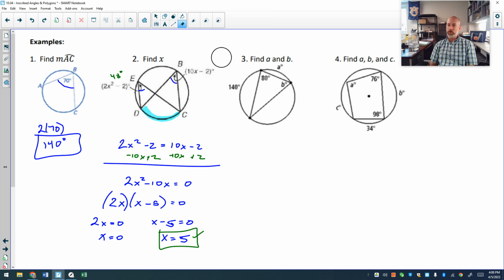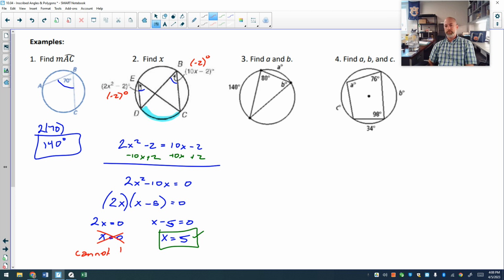If I plug in 0, however, I would have 10 times 0 minus 2, and I would have an angle measure of negative 2 degrees. If I plug in 0 here, 2 times 0 squared minus 2 is also negative 2 degrees. The problem is we can't have a negative angle measure, at least in this class. Now, there's some bizarre maths later on in life where a negative angle means something, but in this class, a negative angle doesn't make sense. We're going to throw that out because we cannot have negative angles. So we will keep only the answer of x equals 5.